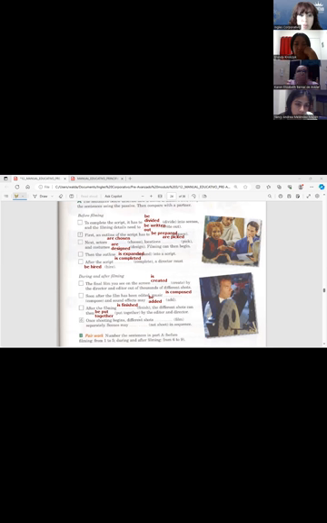Once shooting begins, different shots are filmed separately. Scenes may not be shot in sequence. In this case, it's going to be may not be shot. There you go. Those are the answers.